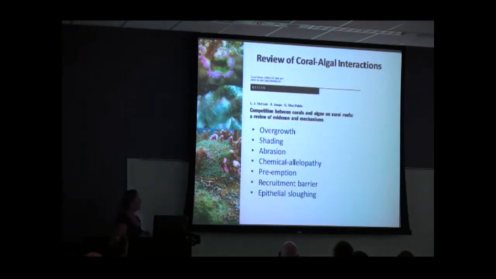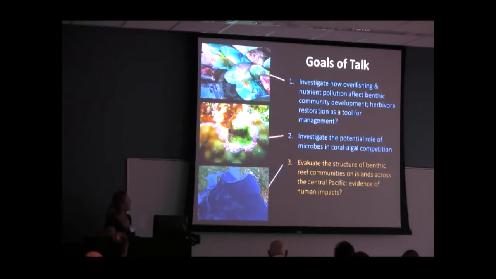So if we review the seminal paper by McCook, again, looking at all the different types of interactions that have been known for corals and algae at the time, 2001, I would just argue that we should include microbial activity on this list. Okay, so now we've seen certain factors affect the composition of reef communities. We've seen that there's a variety of ways by which corals and algae will interact, and we'll hear about many more of them today, but microbes seem to also be important.